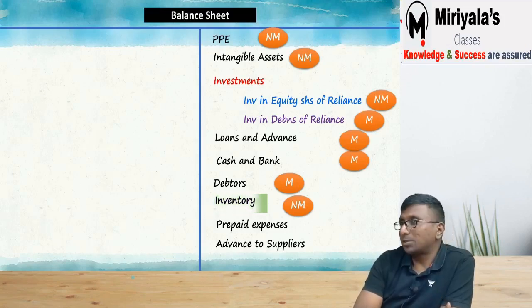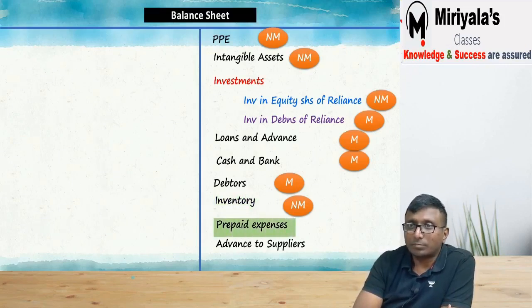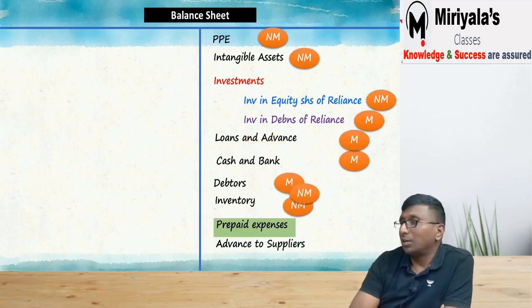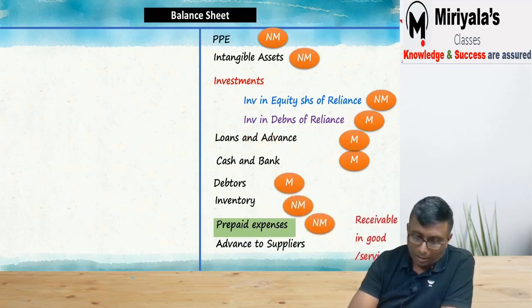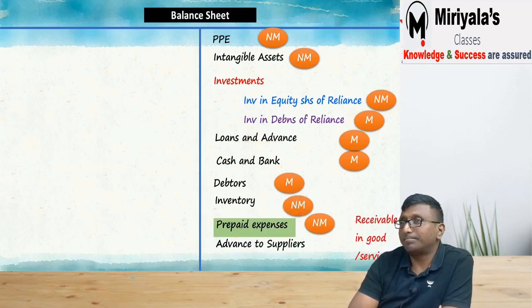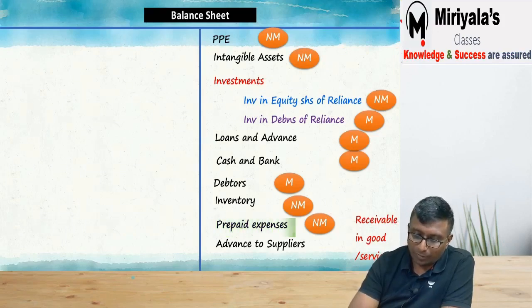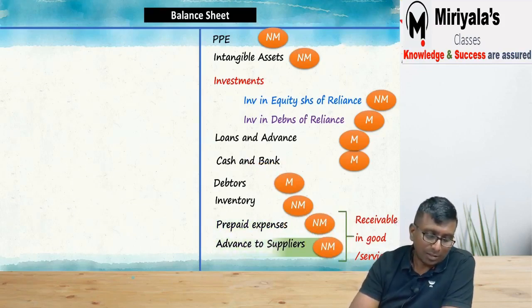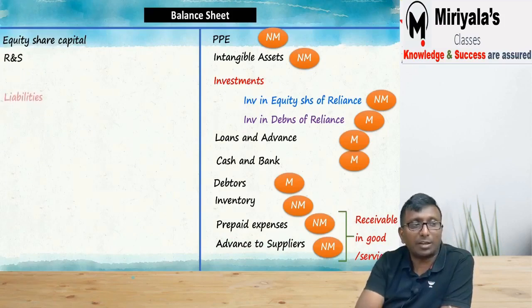What about prepaid expense? Why non-monetary? It is receivable in services, not in cash. And what about advance to supplier? Non-monetary. The supplier will give me what? Goods or services, correct? So obviously it is non-monetary. Yes, receivable in goods or services. Decide by that time, everything completes.